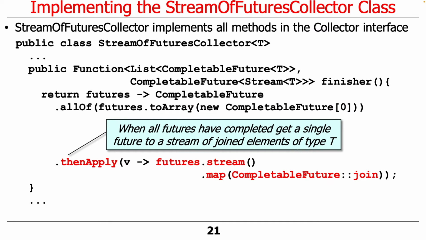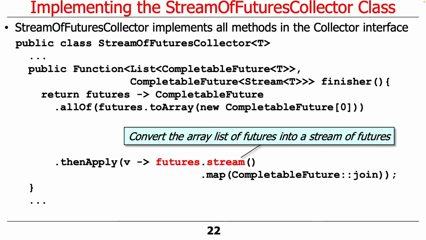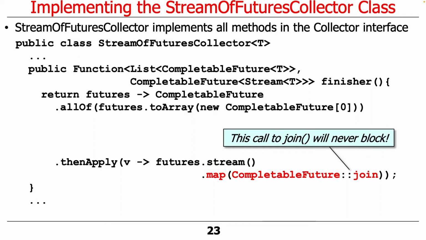We then use the completion stage method thenApply, and when all the computations are done, this action that's registered here will be called back. And you can see what that action does is it turns the list of futures into a stream of futures, and then it calls the map intermediate operation to join all the results. And this is simply turning everything from a stream of completable futures of elements of type T into a stream of elements of type T that have been completed.